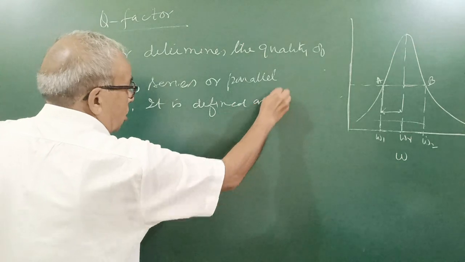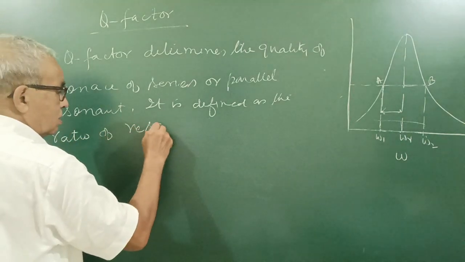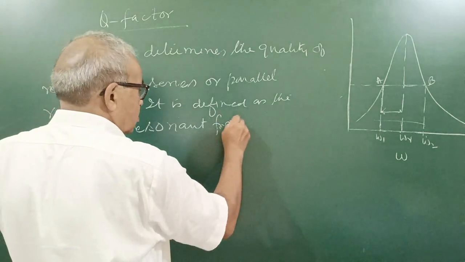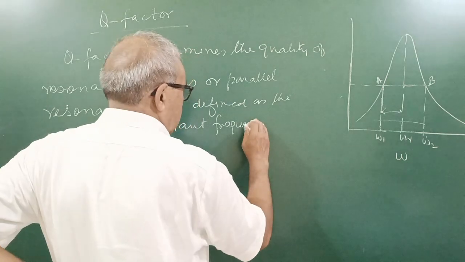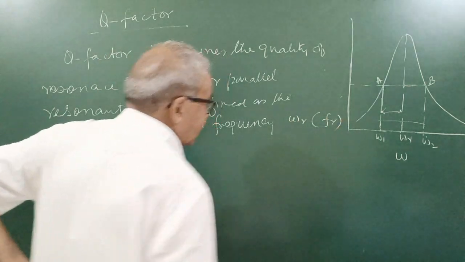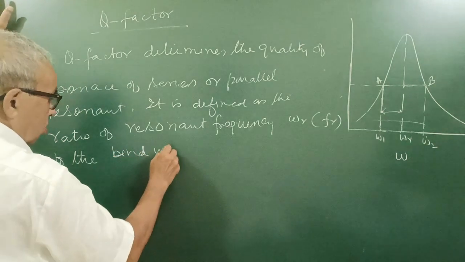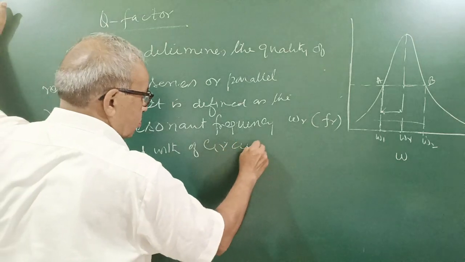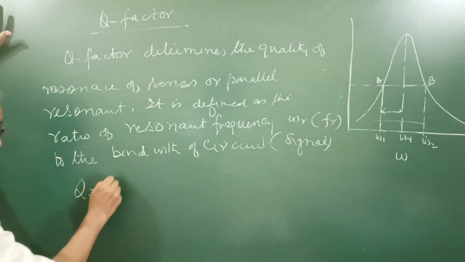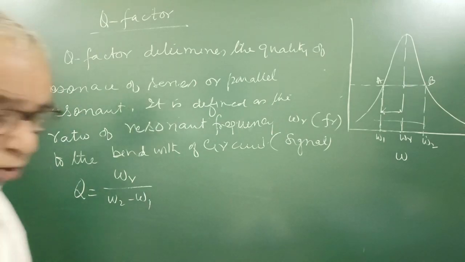It is defined as the ratio of the resonant frequency, omega r or fr, to the bandwidth of the circuit or signal. That is, Q equals omega r upon omega 2 minus omega 1, and omega 2 minus omega 1 you have determined as R by L.